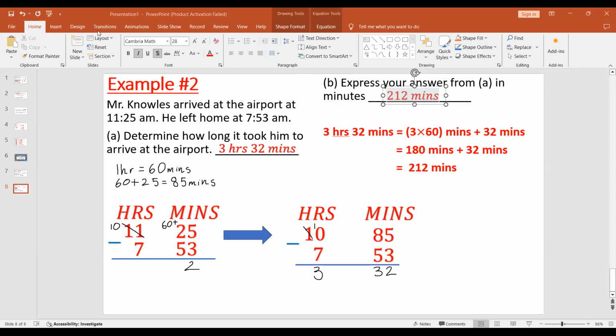Gianna, can you explain how we get an answer from A to B? Yeah, from A to B.